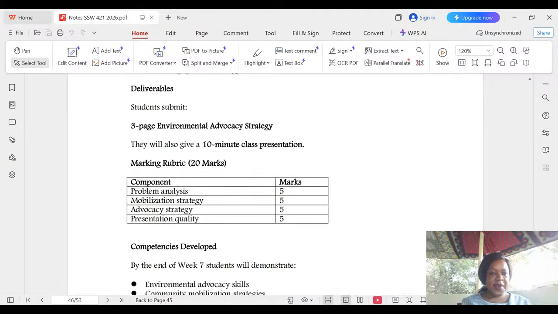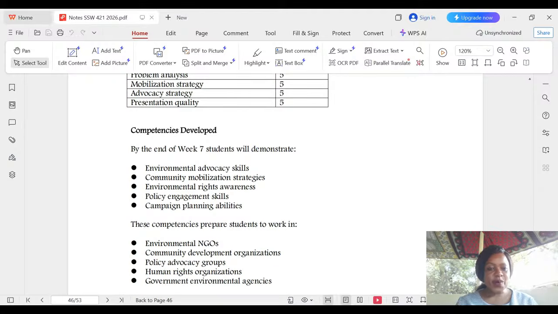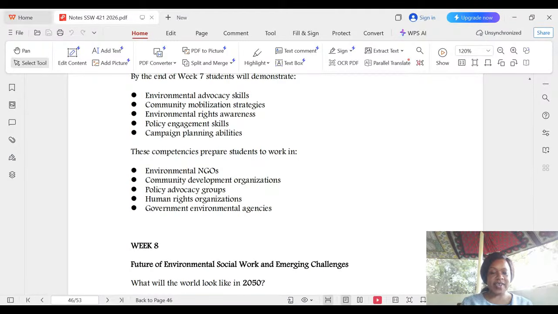The deliverables are a 3-page environmental advocacy strategy. Okay, you give your presentation in class, and I've given my marking guide there. So these are the competencies that after this content, you should be able to demonstrate. Environmental advocacy skills, community mobilization strategies, environmental rights awareness, policy engagement skills, and campaign planning abilities. These are environmental campaign planning abilities. Okay. And from these, you'll be able to work in environmental NGOs, in community development organizations that do some environmental engagement, in policy advocacy groups for the environment, in human rights organizations, and in government environmental agencies.